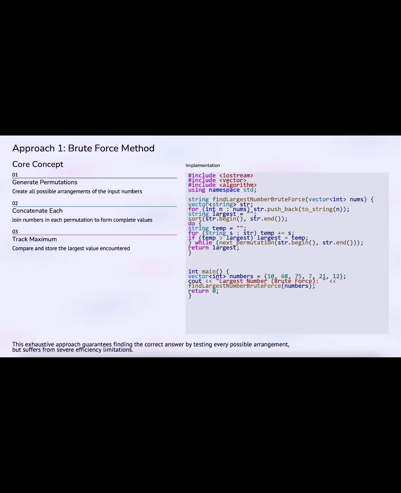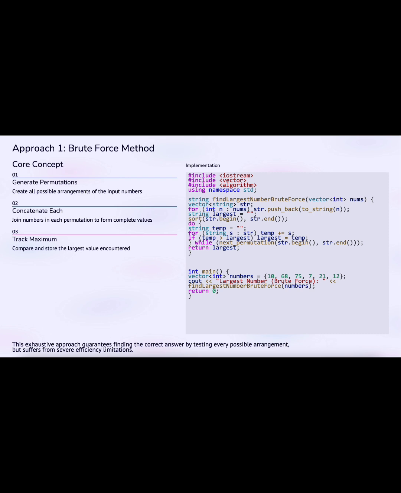So now the first approach is brute force. In this method, we generate all possible permutations of the given numbers, join each permutation to form a new number, and then pick the largest one. This ensures accuracy but is extremely time consuming. If we have just 6 numbers, that's 720 possible combinations. With 10 numbers, it jumps to 3.6 million, and with 15 numbers, over a trillion. Clearly, this method is not practical for large input, but it's useful for understanding the problem logic.